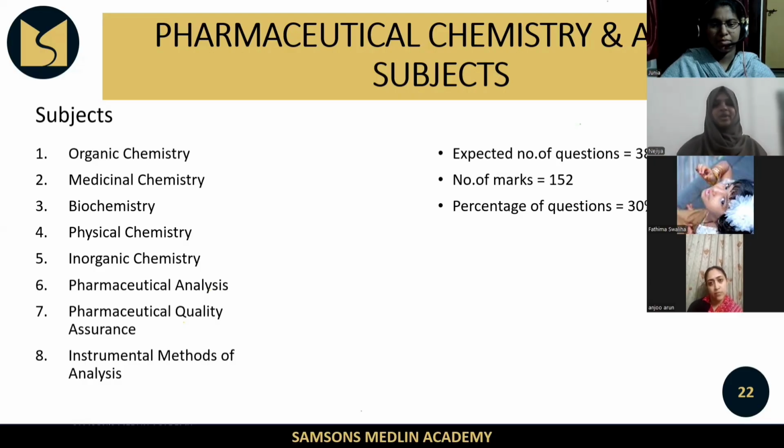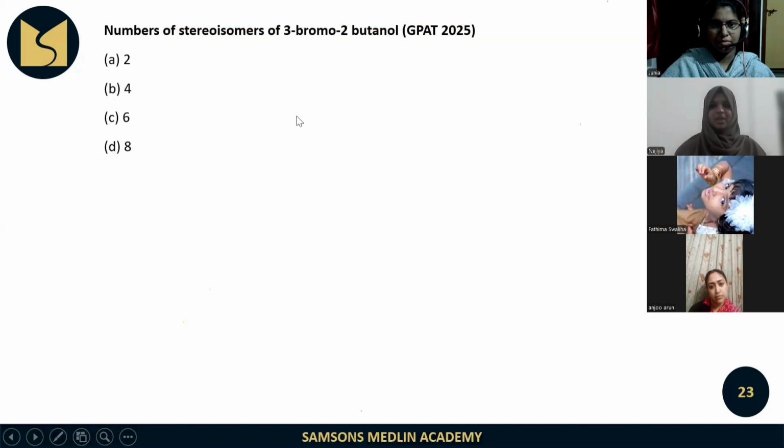Then coming to pharmaceutical analysis, which mainly includes titrimetric analysis like complexometry, non-aqueous titrations, and acid-base titrations, etc. Those are the important areas for pharmaceutical analysis or titrimetric analysis. But the tough questions will be from the instrumental methods of analysis like UV visible spectroscopy, IR spectroscopy, NMR, and mass spectroscopy. Chromatography is also important for the instrumental methods of analysis. So in pharmaceutical chemistry, the questions will be a little tough compared with the other subjects. So I can show you one question from organic chemistry.